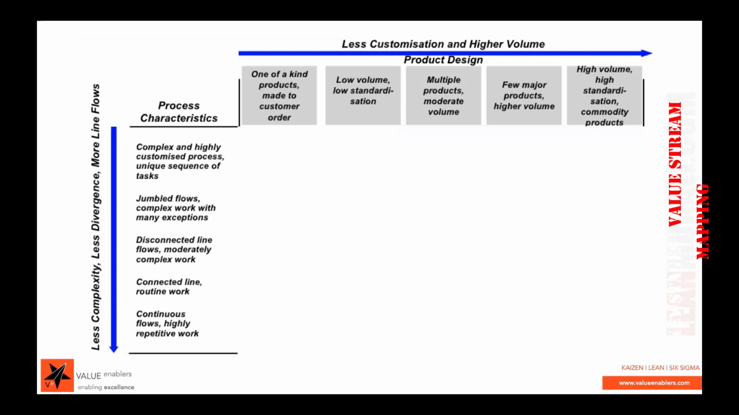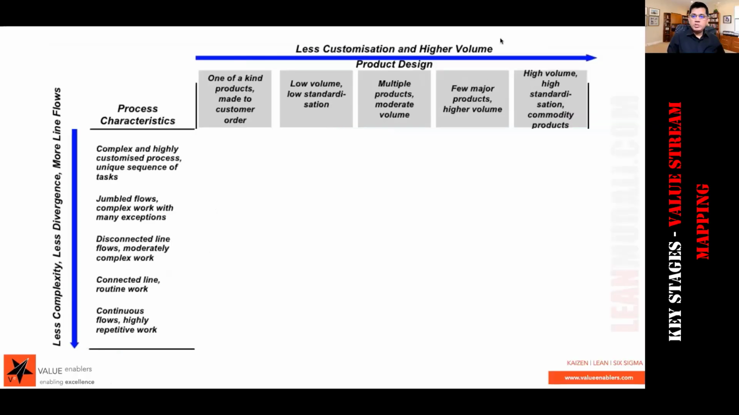The second is process characteristic. What is process characteristic? Let's talk about it. In some processes, when you make something, it can be a complex, highly customized process with a unique sequence of tasks. Let us take, for example, a restaurant. Can you give an example of a complex, highly customized process of unique sequence of tasks versus continuous flow, highly repetitive work? Can you give me these two examples in a restaurant?